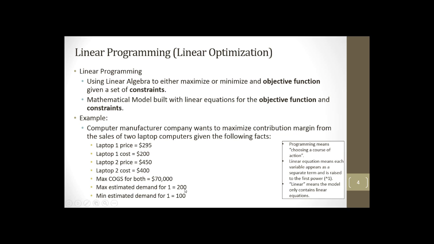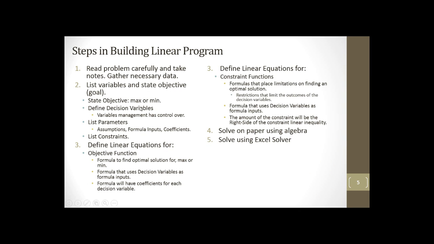We have some constraints. The maximum we're allowed for this project on cost of goods sold is $700,000. The maximum estimated demand for laptop 1 is 200, and the minimum demand for laptop 1 is 100. And we will see how to do this exact example in this video with linear algebra and the next video with Excel solver feature.